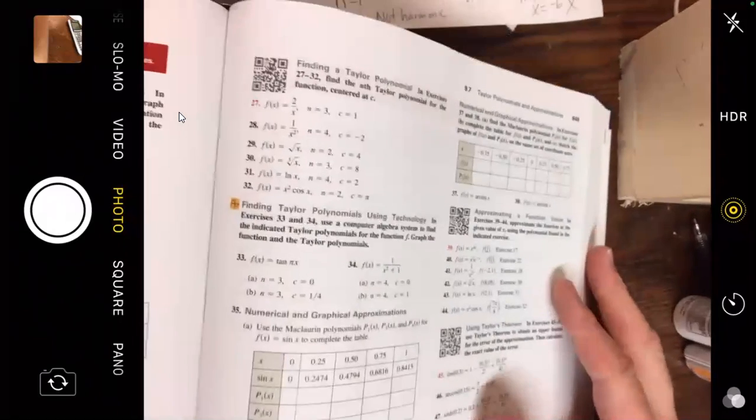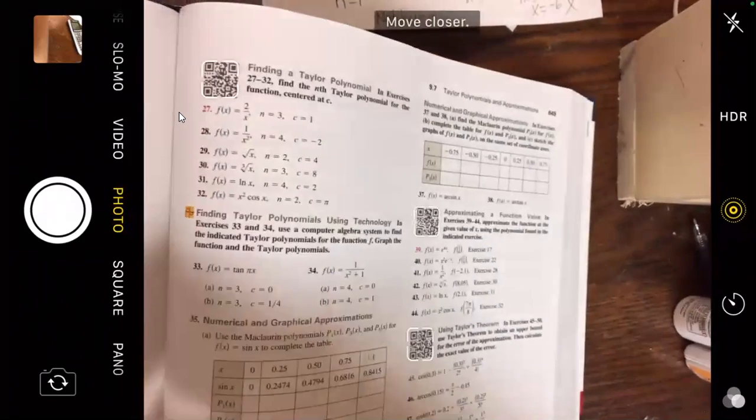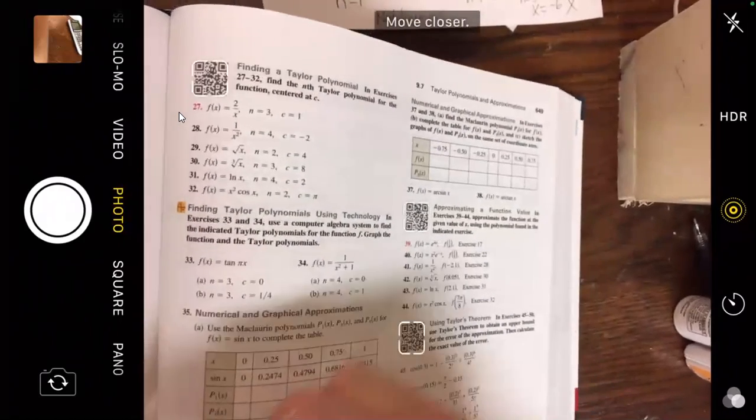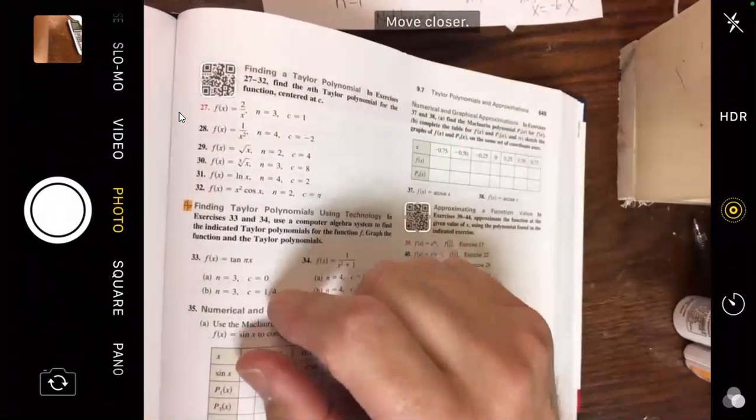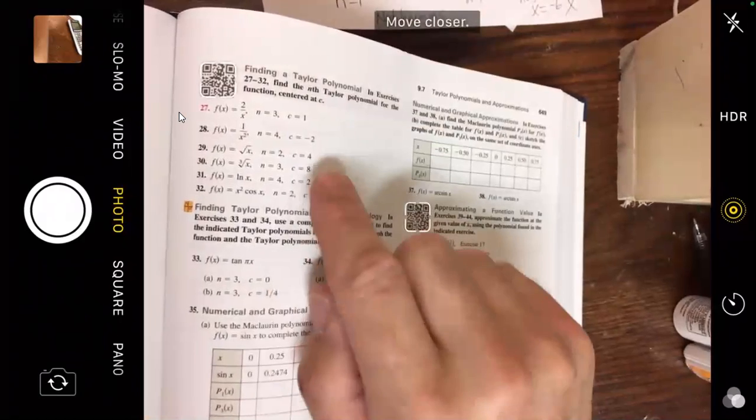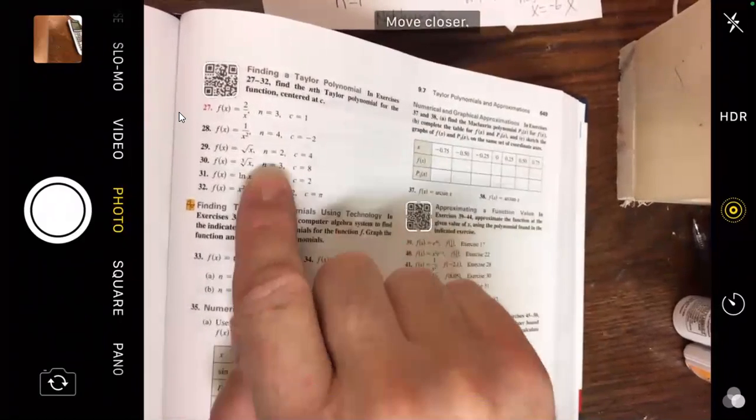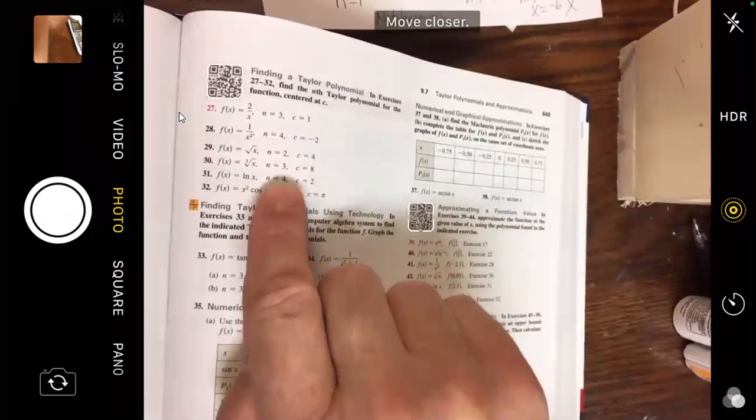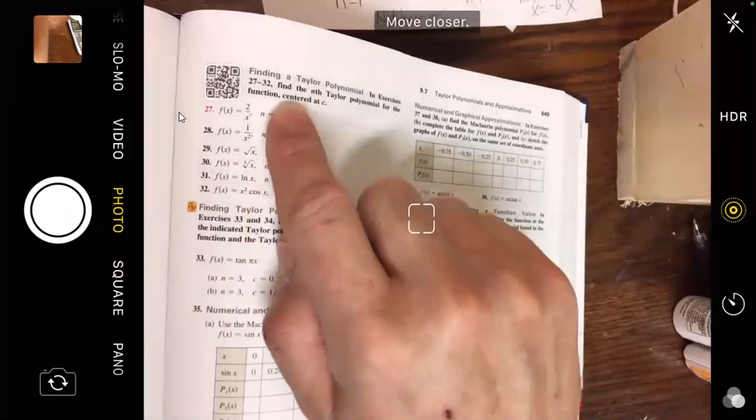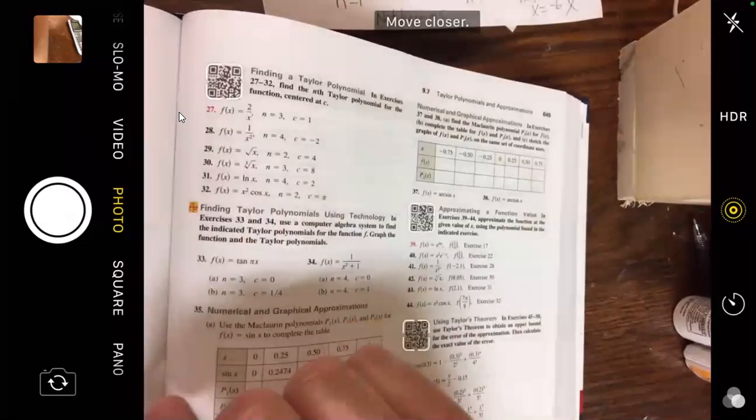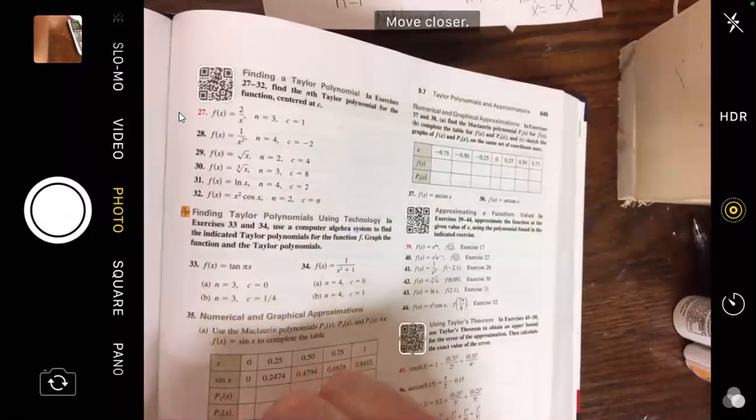Okay, here's the section in the book. It's really not that hard. The only thing that's confusing is that people get the C and the N confused. That's the only thing you really have to keep straight. C is what you're centered around. You're going x minus whatever the C is, and you're taking it out to the second power, third power, and so on. N is the power you're taking it out to, the nth power. Anyone in particular?